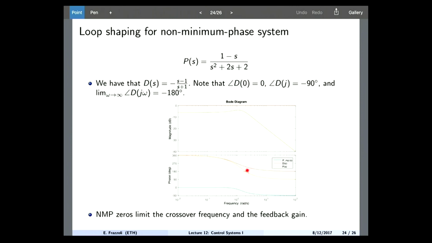Okay? So what that means is that you cannot push your crossover to be very high because you will be unstable, right? Essentially, your non-minimum phase zero limits the crossover frequency that you can use, okay? Because you will see that the phase actually drops below negative 180 for high frequencies. This is just the contribution of the non-minimum phase zero.